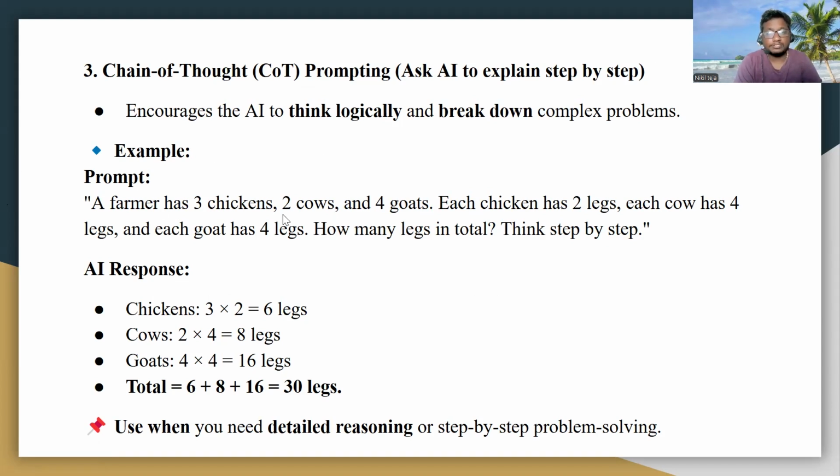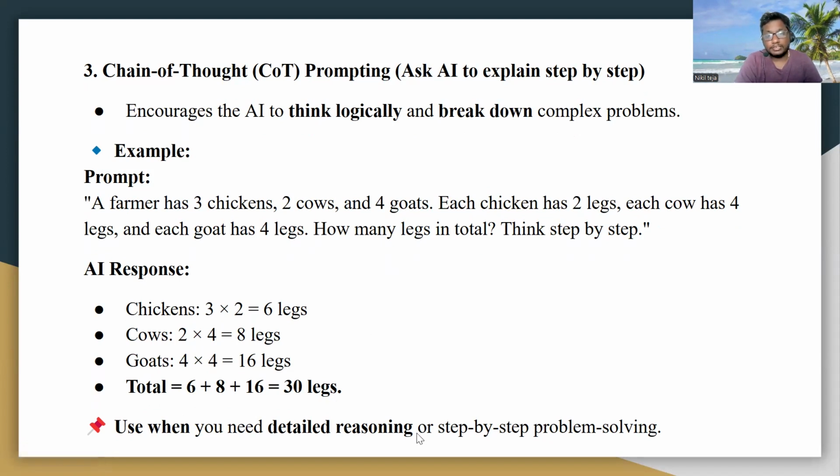For example, a farmer has three chickens, two cows, and four goats. Each chicken has two legs, each cow has four legs, and each goat has four legs. You have given the prompt. You are interacting with AI in a detailed way. The prompt is very detailed. The AI has given the response in a detailed way. It has given the response in a mathematical calculation, right? So AI will be giving the detailed response for chain of thought prompting.